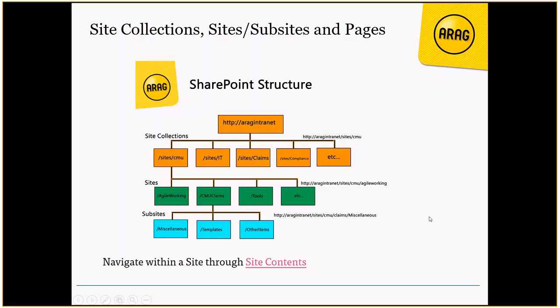So the example I've given here is slightly out of date because it was based around the CMU department. But if we go onto the CMU SharePoint page, that is the root site, and then underneath that there will be several other sites. So Agile Working is a site, CMU Claims, and there's another site for tools, for example. And then underneath those sites, you can have other sites again, and these are referred to as subsites, but subsites and sites are effectively the same thing. It might not make a lot of sense right now, but hopefully as I'm going through, I can talk you through that.